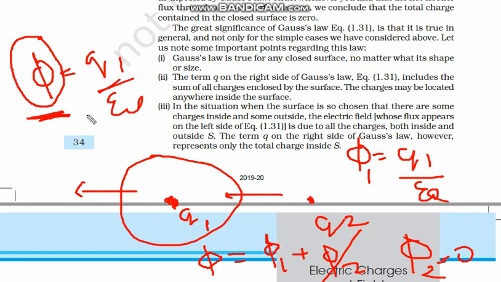But this phi is because of all the fluxes, whether the charges are inside or outside. But this charge Q is always due to the enclosed charge inside that enclosure. This is always the inside charge, inside that sphere or inside any kind of surface. But phi is because of all types of charges, whether they are inside or outside.